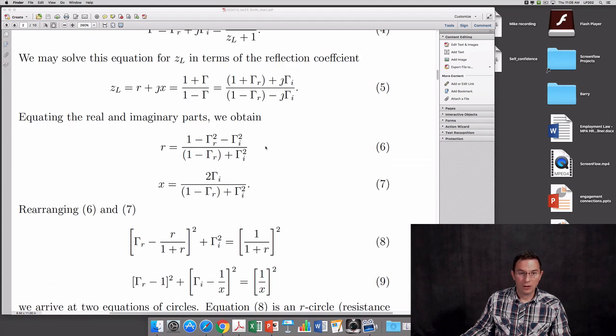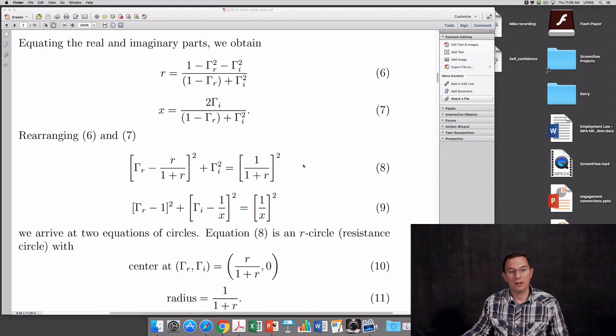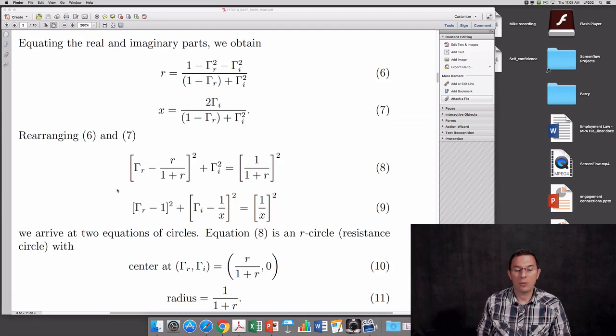We can rearrange equations 6 and 7 in the following way to arrive at equations 8 and 9. So just using some algebra, we can rearrange equation 6 to look like this. We can rearrange equation 7 to look like equation 9. Now, if you look very carefully, equations 8 and 9 are both equations for circles. How does that work? Well, imagine you have an xy coordinate system now. The equation for a circle is x minus x naught squared plus y minus y naught squared equals the radius squared.